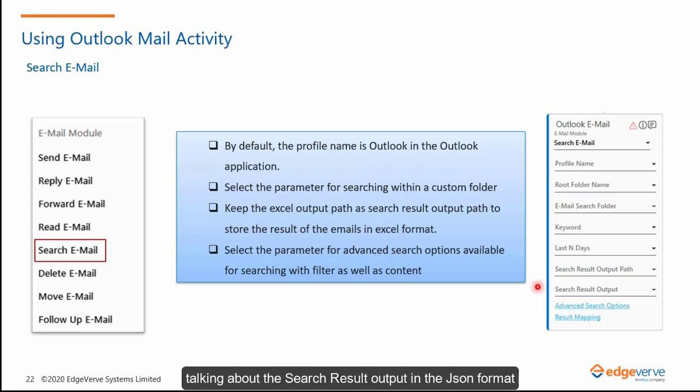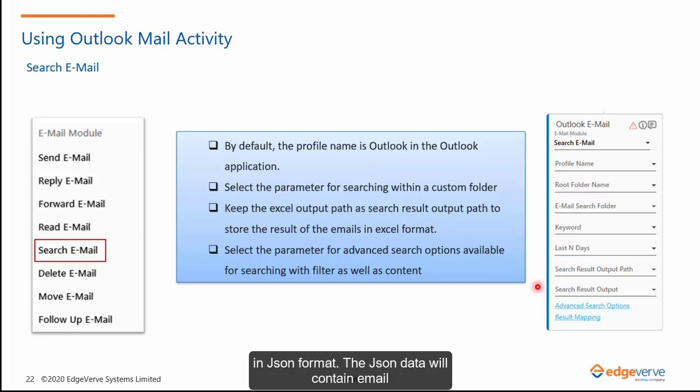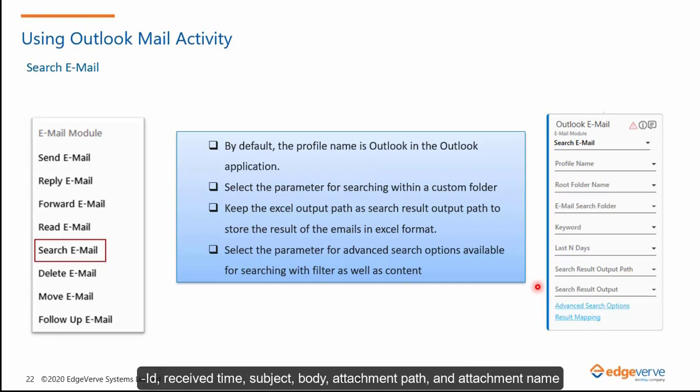Also, talking about the search result output in the JSON format, this parameter will store all the details of the email in the JSON format. The JSON data will contain email ID, receive time, subject, body, attachment path, and attachment name.